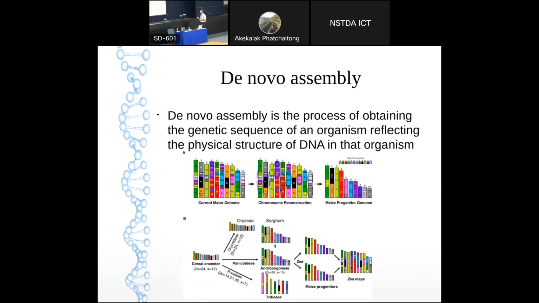This is the current maize genome. That's corn that we grow commercially. But if you look back to their ancestor, it's very different. And here we have sorghum, the corn progenitor species, and then the completely rearranged genome of modern day commercial corn.